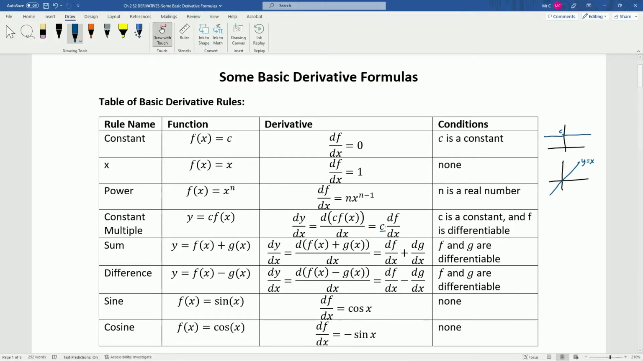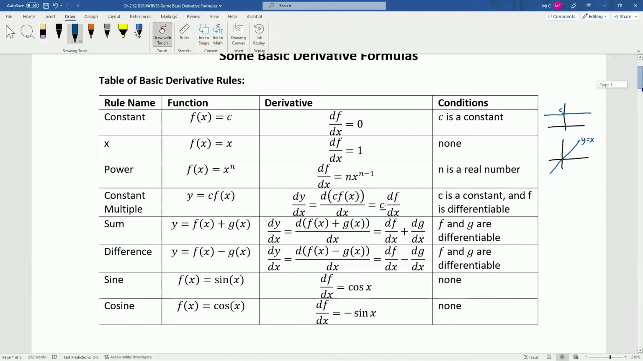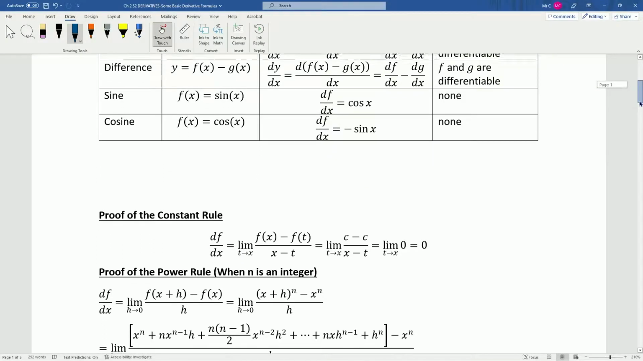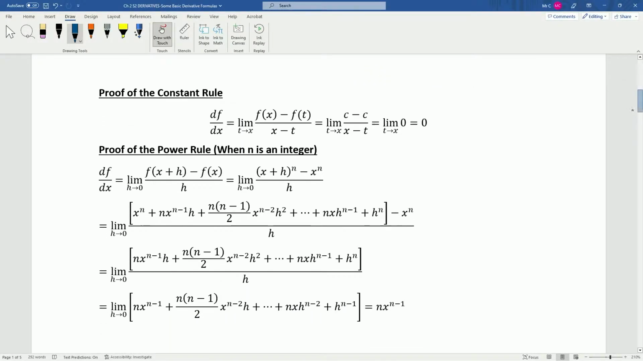Okay, so let's go ahead and start looking at how we get these formulas. First, we'll look at the proof of the constant rule. We looked at the picture, but here's the actual proof. The derivative of f with respect to x, we're going to use the t approaching x form of the derivative here. The limit as t approaches x of f of x minus f of t over x minus t.